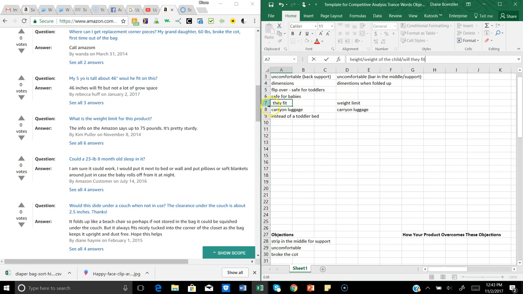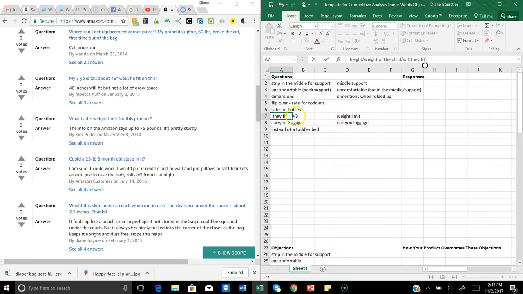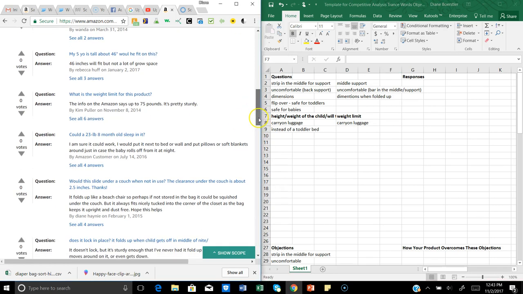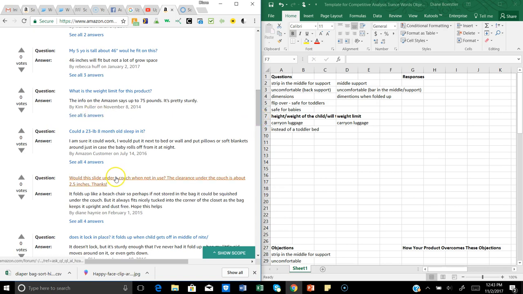We're seeing this everywhere. So when I start seeing it that much, I just kind of start ignoring it and then say, let's see here. Where did it go? Will they fit? Oh, it's right there. So I'd highlight that as a main one because we're seeing it all over the place. You could also tally next to it, to figure out what the most important questions are, the most important things to focus on, right? Let's see here. Could a 23-pound, 8-month-old sleep in it? Again, weight. Slide under the couch.